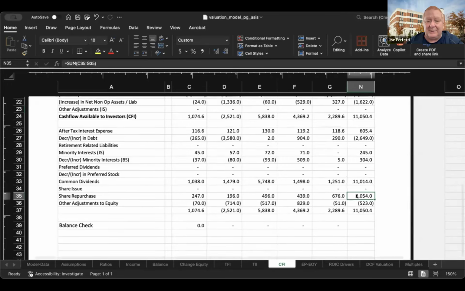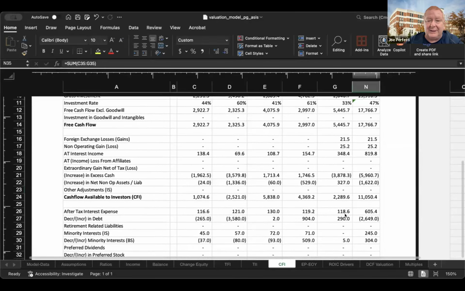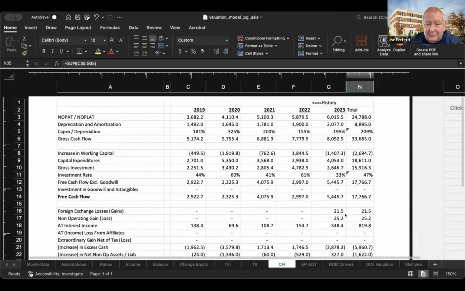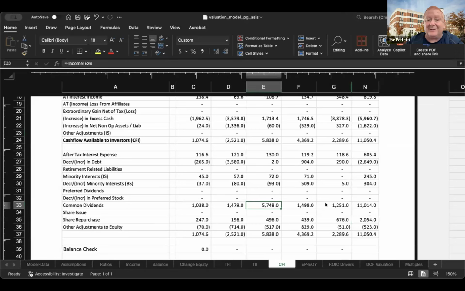Now, as we look at this, we can see that they consistently repurchase shares over the 5 years, right? Matter of fact, they started increasing last year, share repurchase to 676 million. And dividends, again, generally went way up here in 2020, was it 2021, to 5.7 billion, middle of essentially COVID. And then they started actually peeling back on the dividends. So they didn't maintain that high level of dividend over time.